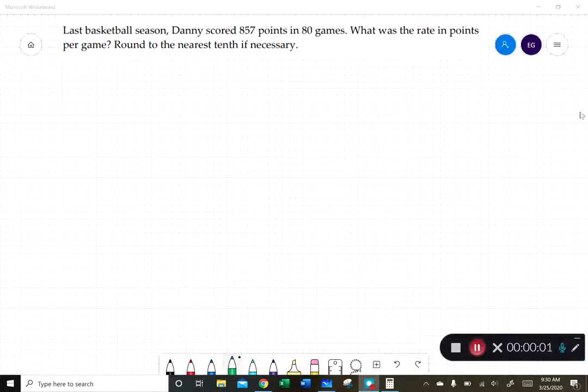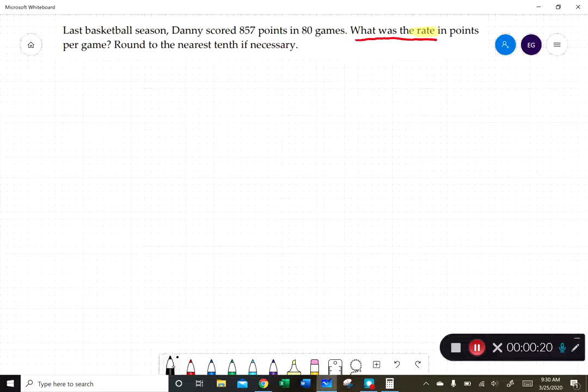Last basketball season, Danny scored 857 points in 80 games. What was the rate in points per game? Round to the nearest tenth if necessary. Okay, so keyword here is rate. So our question is, what was the rate? So that's what we're looking for.